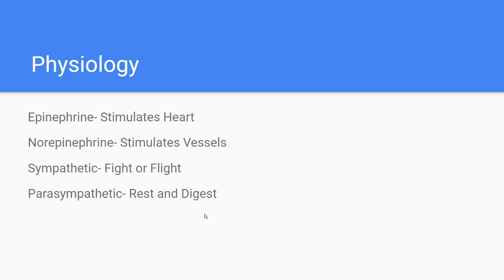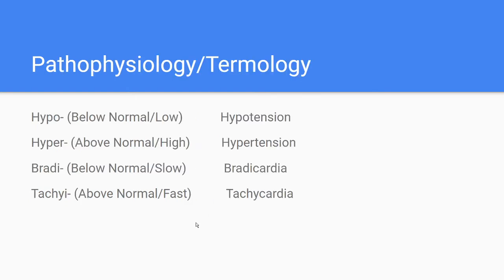The big things you need to remember when it comes to terminology, especially when we're discussing this unit, is your hypo, hyper, brady, and tachy. Hypo being below normal or low, hyper being above normal or high, brady being below normal or slow, tachy being above normal or fast, right? So you got your hypotension, which can cause a lot of problems, and you got your hypertension. Bradycardia is a slower heart rate than normal, and tachycardia is above normal.